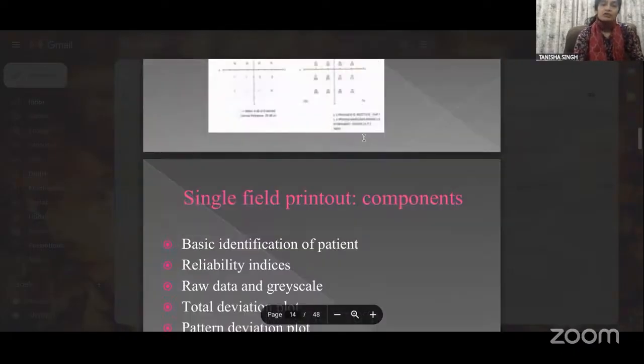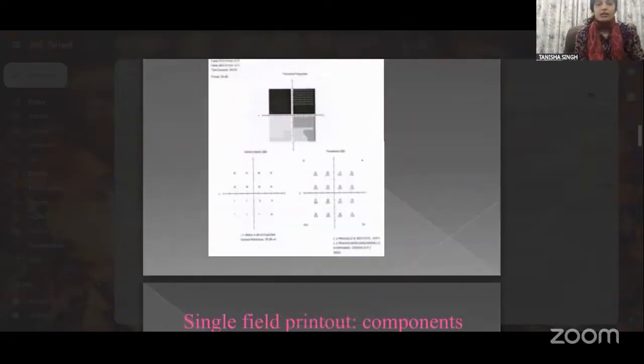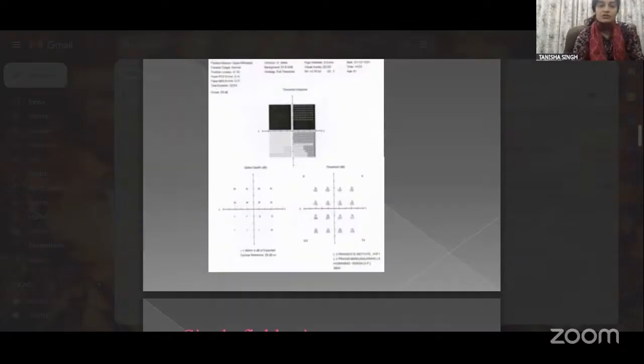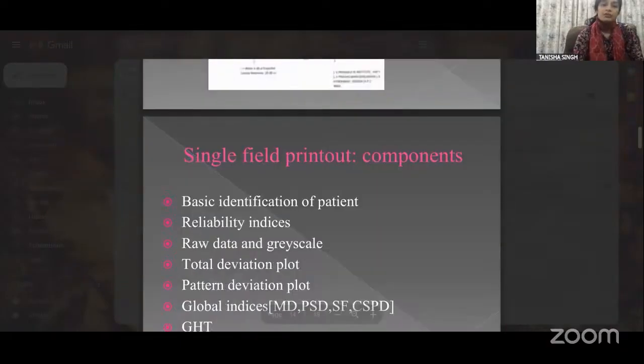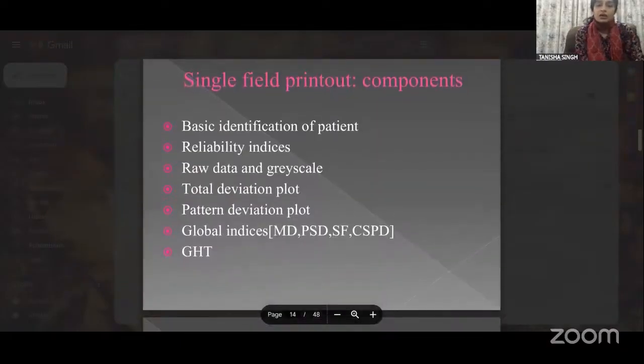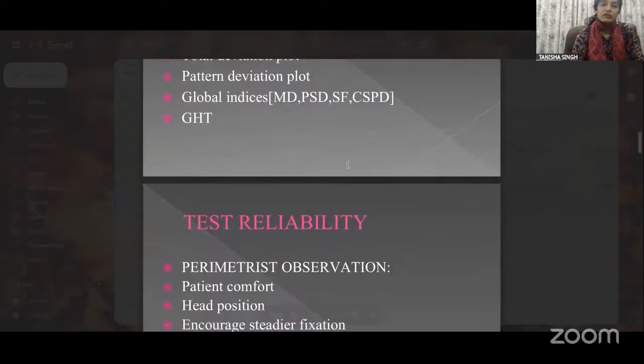So macular threshold is basically helpful in cases where we are suspecting that the patient might end up into a wipeout. So if the fovea is threatened, we can get an idea and prognosticate the patient as such after having a macular threshold printout. In the single field printout, the basic components are the demographic data of the patient, the reliability indices, the raw data and the grayscale, the total deviation and the pattern deviation plot, the global indices, and the glaucoma hemifield test.